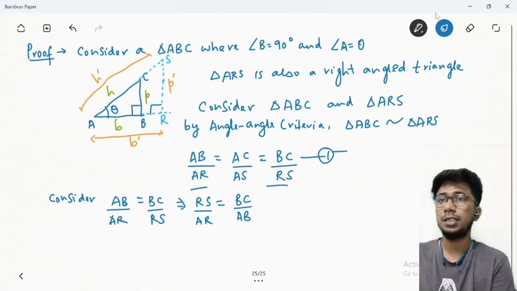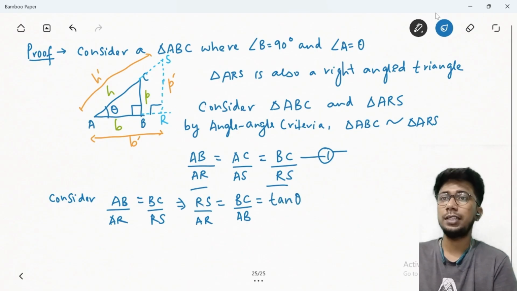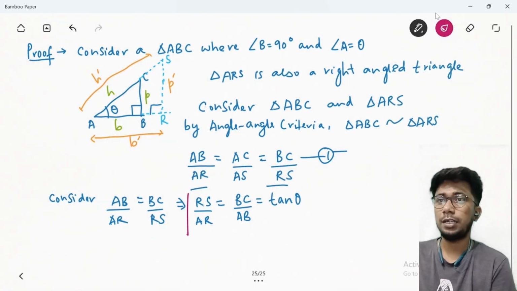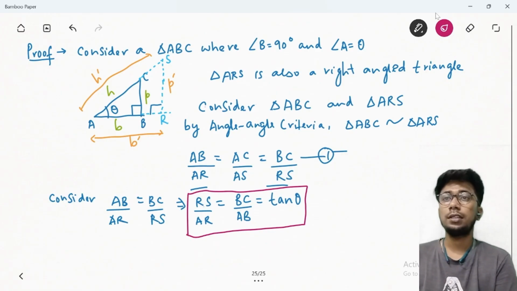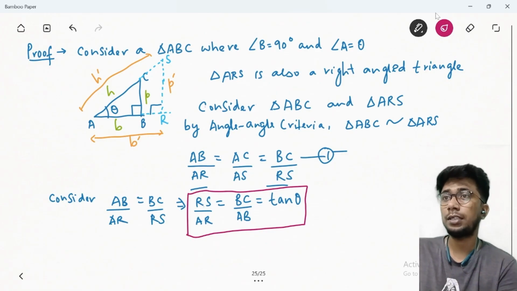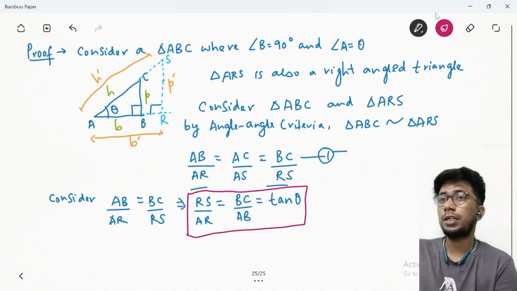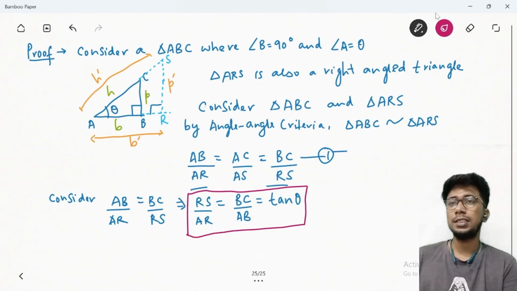And theta to same ही है. That means this is our tan theta. Fine. This is our tan theta. So from here we can conclude that it does not depend on what is the size of the triangle. The value of the trigonometric ratio, here it is tan theta, will always remain same.